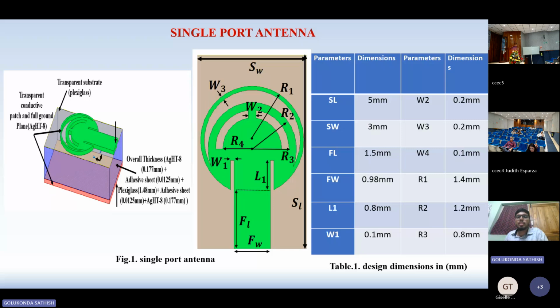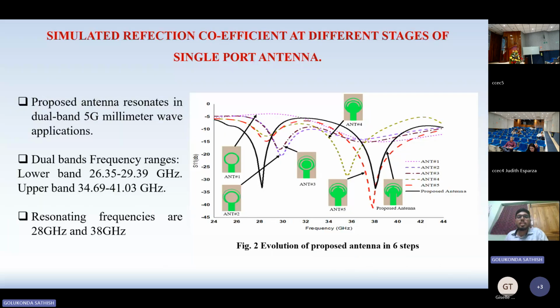Simulated reflection coefficients at different stages of the single port antenna. In figure 2 we can see that the first three antennas resonate at a higher band, showing only a low impedance match. After adding antenna 4 and antenna 5, we can see that in the upper band it is resonating and its impedance match is increased, but in the lower band it still needs to improve.